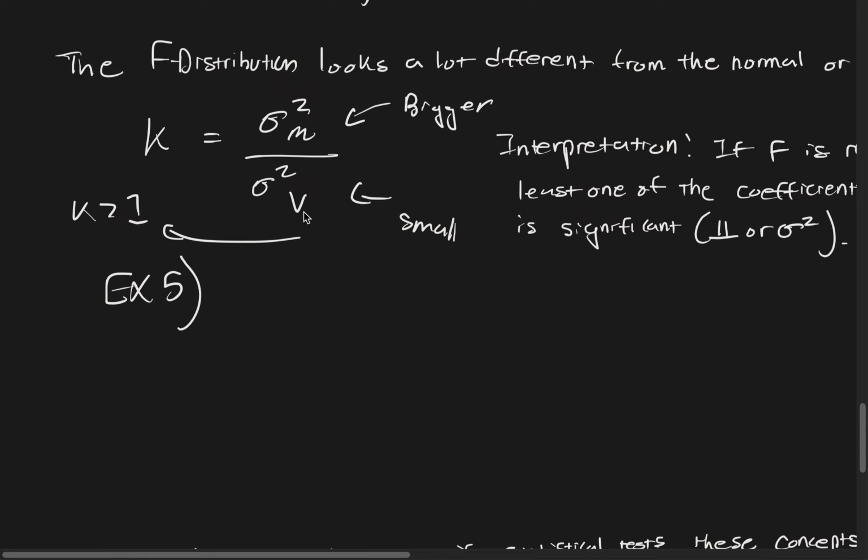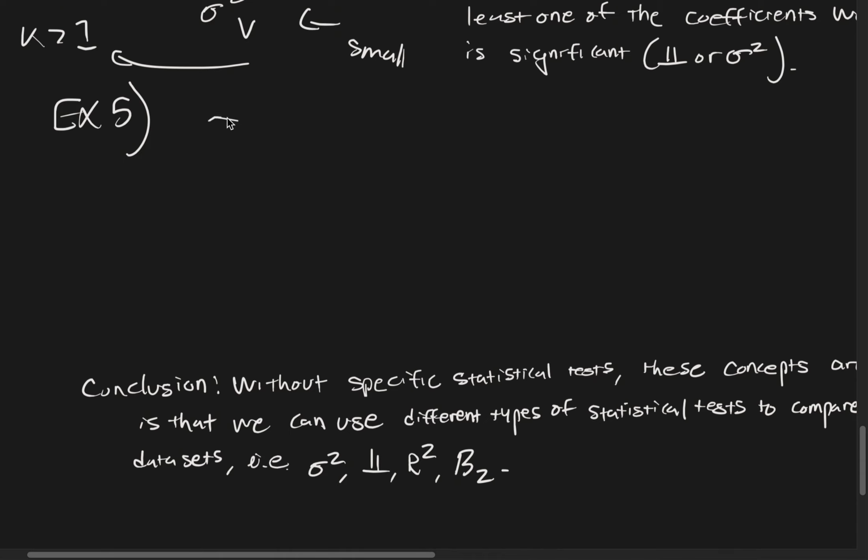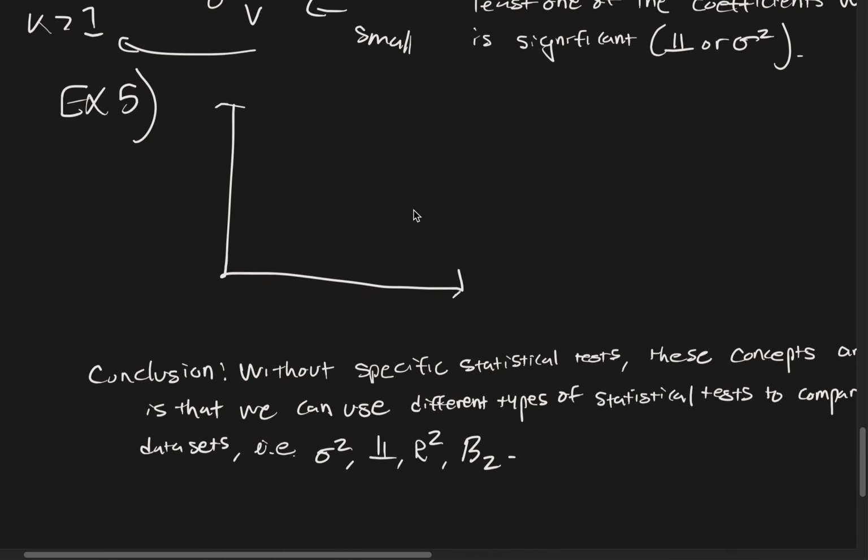And then for the visual of the F-distribution, it looks kind of like the chi-squared distribution with a low sample size, so skewed to the right.